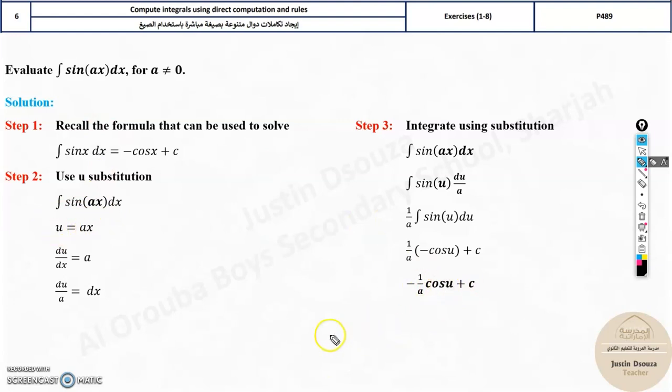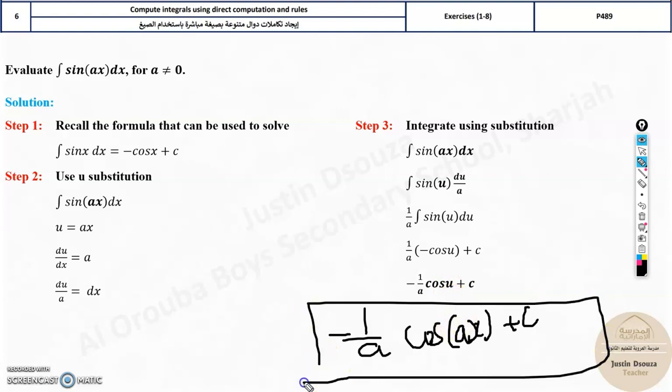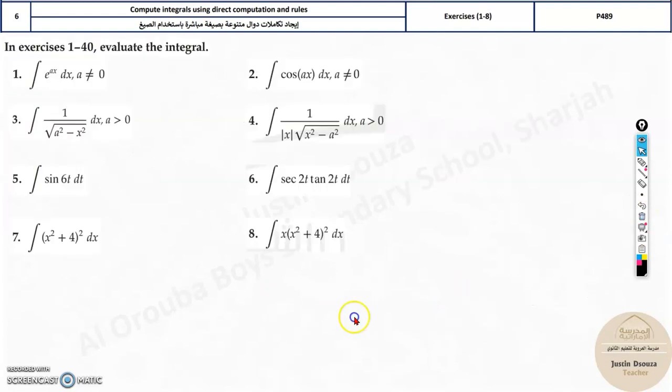What is u? We have assumed u to be ax. So it is sine ax, with 1 by a outside, plus c. So this is your final answer. Remember, what is given is not x, it is ax. So substitute that back. u is equal to ax. You need to resubstitute back, and this is your final answer. I apologize, I missed that step out, but I'll be adding it soon. So that would be the final answer.